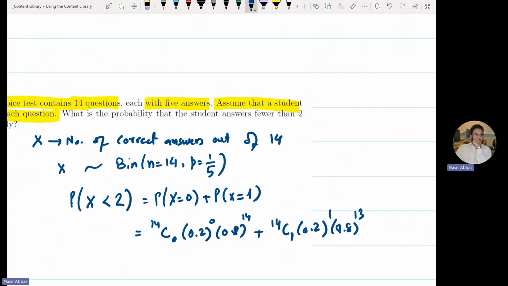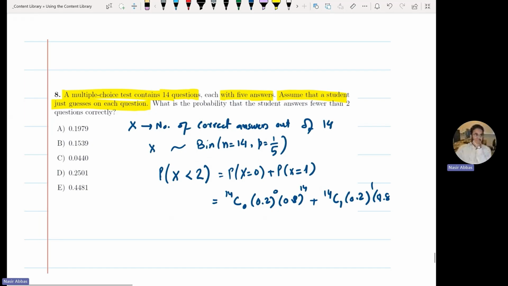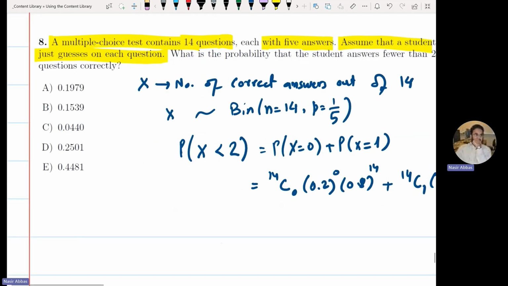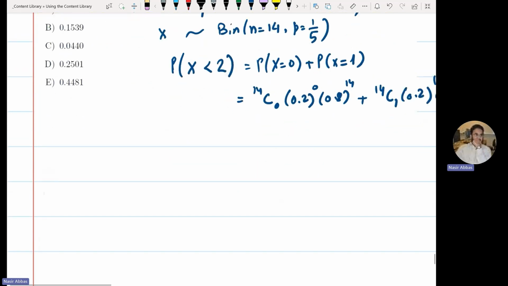Guess what the chances are that you will get less than 2 questions right. Not a lot. About 20% chance. Yes, you have a high chance of getting at least 2 questions right. There is at least an 80% chance that you will get 2 or more questions right.